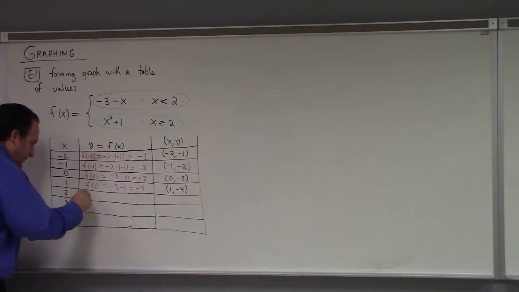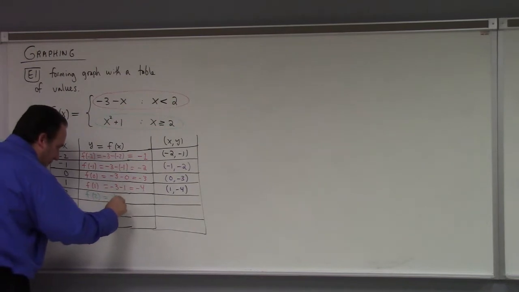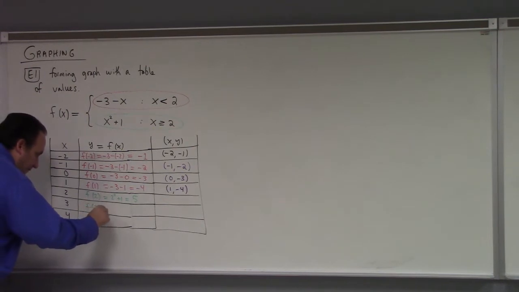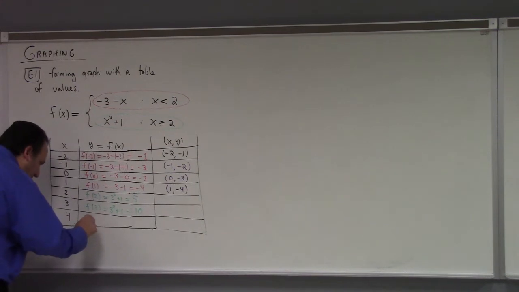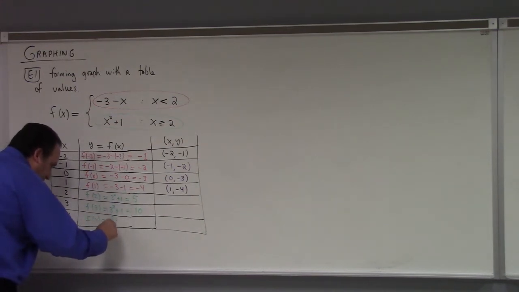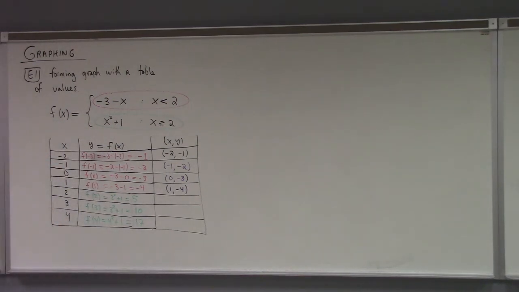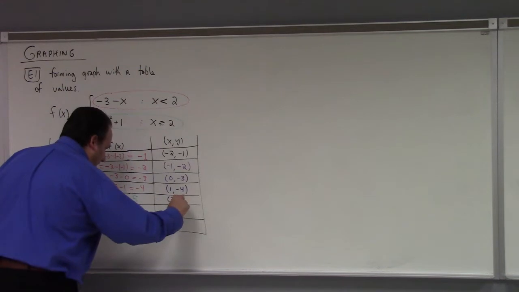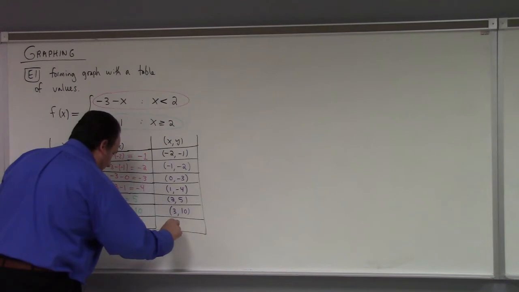So f of 2 is 2 squared plus 1, which is 4 plus 1, which is 5, right? F of 3 is 3 squared plus 1, which is 9 plus 1, which is 10. F of 4 is 4 squared plus 1, which is 16 plus 1, which is 17. Lo and behold, the last 3 points are in the other case of the function. And so we have 2, 5, 3, 10, and 4, 17.